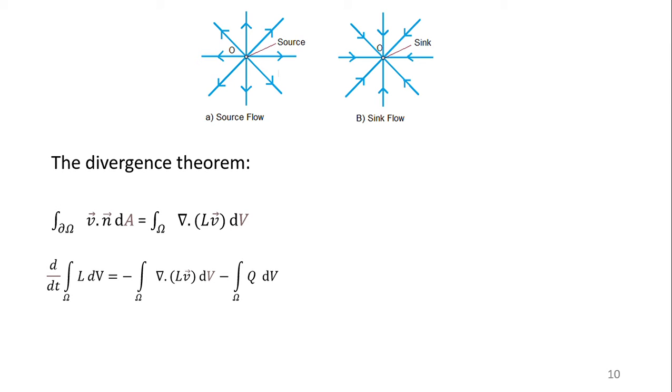Now using the divergence theorem, which states that every integral over the surface can be written as an integral over the volume by using the divergence formula. We use this theorem in our case, and we find that we have all the integrals over the volume.